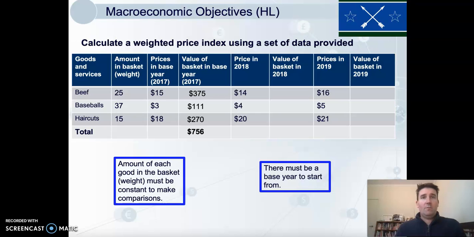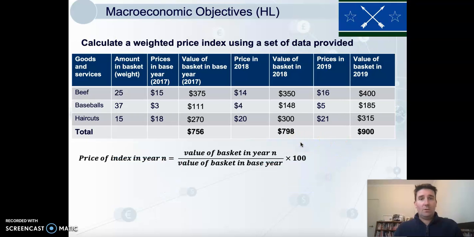All right, so I want you to pause and have a go at 2018 and 2019. Okay, here we are. So if you didn't get these values, you're just going to have to go back and try to work out what you've done wrong, and just follow the steps that we used for working it out in 2017.